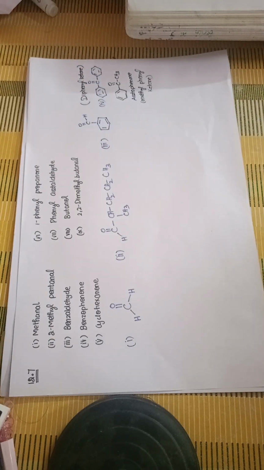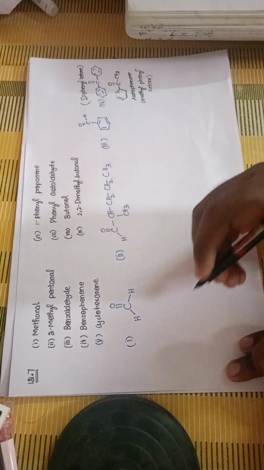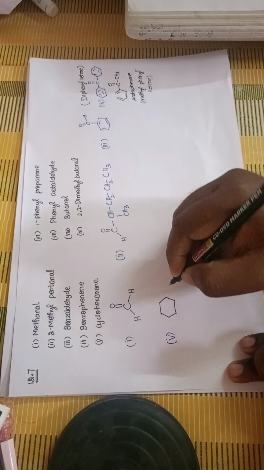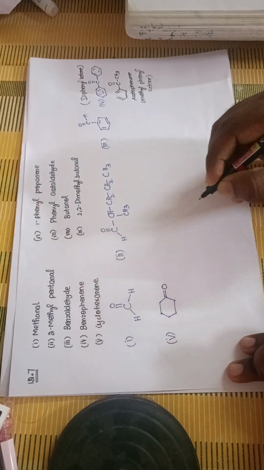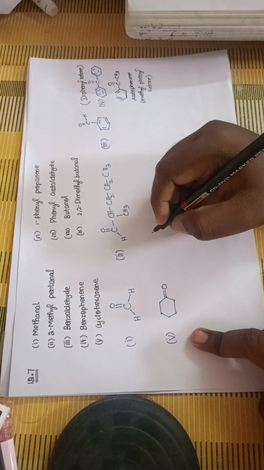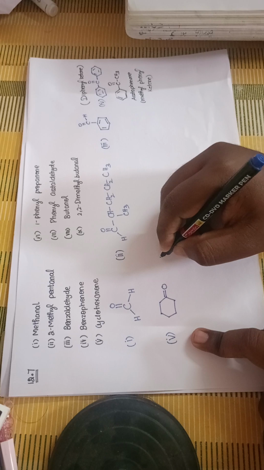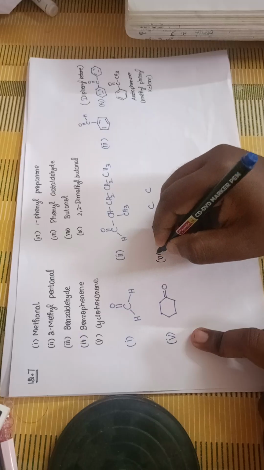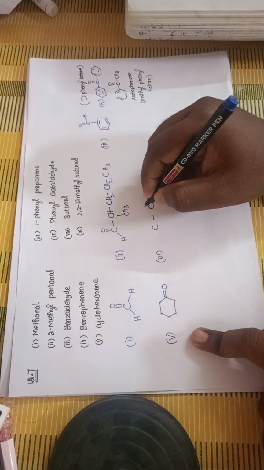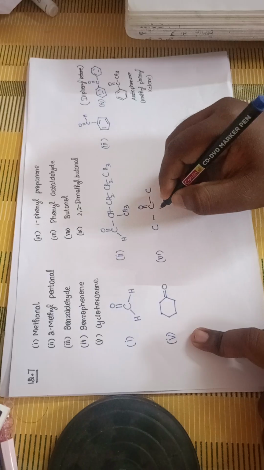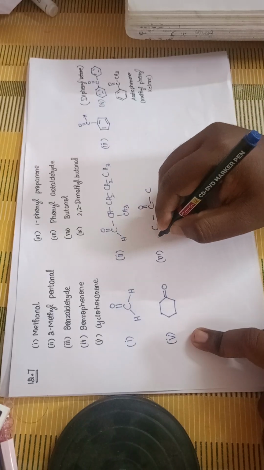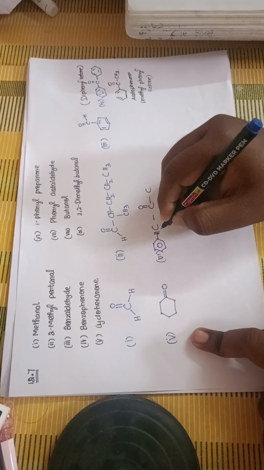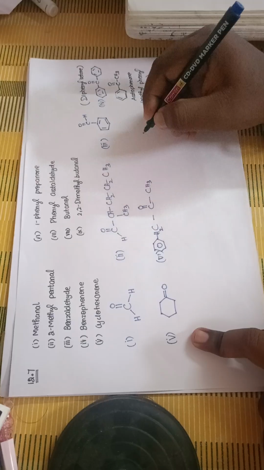Then the fifth one is cyclohexanone. The cyclic ring contains 6 carbons and we have a carbonyl, ketone functional group. Then 1-phenylpropanone, the sixth one. Propanone means 3 carbons in the longest chain, and -one means a ketone functional group. Now we have 1-phenyl, so to the first carbon we attach the phenyl substituent. So this is 1-phenylpropanone.